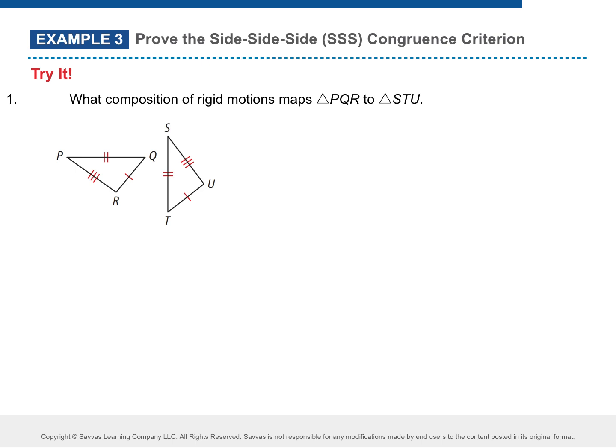Are those two triangles congruent to each other? Yes, why?